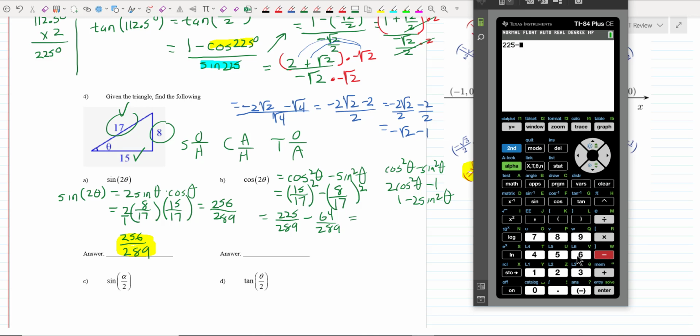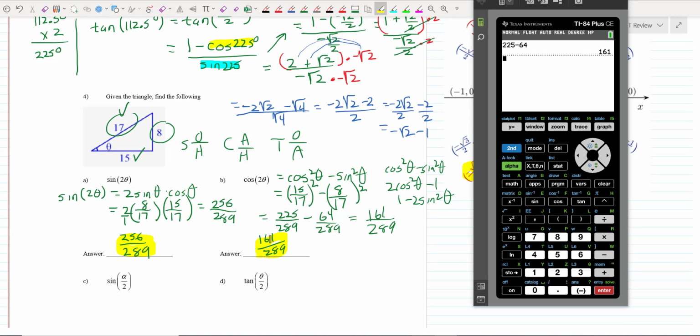225 minus 64, and that'll give 161 over 289. Okay, so it's just a matter of knowing the identities and knowing the trig definitions. It's an exercise in getting comfortable with the identity, primarily, is what it is.